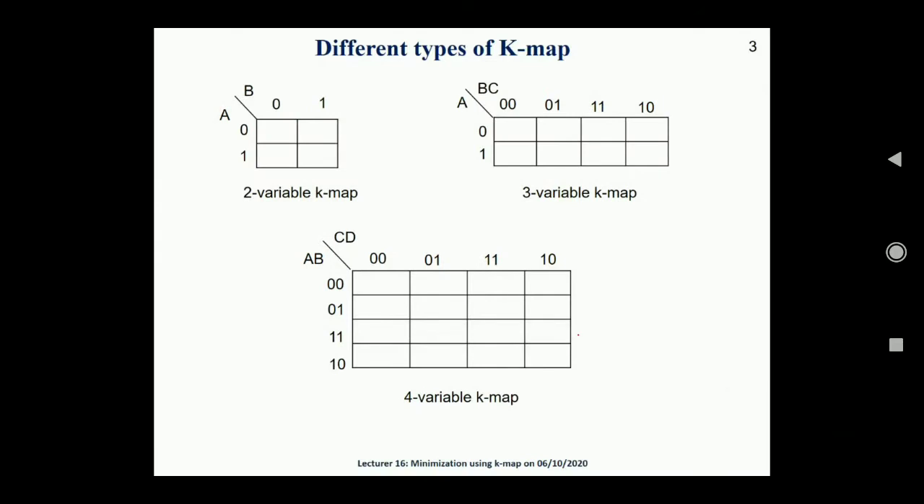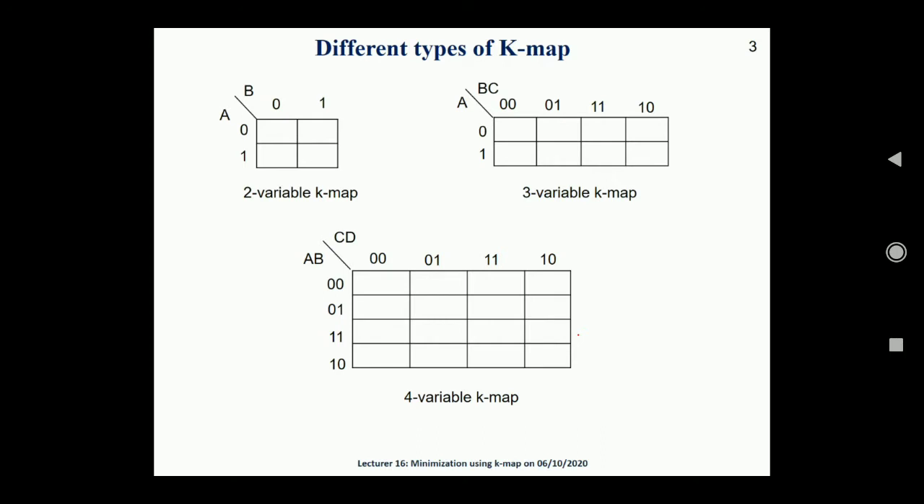Now see here, we are using different types of KMF. We are not going to the 5 variable. In one particular example I will discuss how to make the KMF for 5 variables. But remember, we are not generally using 5 variables when the function has 5 variables. We can use it, but generally we are not using it. So we are concentrating only on 2 variables, 3 variables, and 4 variables.